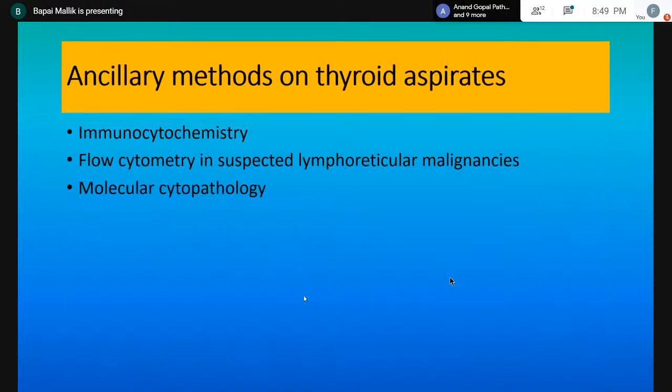So this brings us to the end of the part on the morphology, and I have got a little bit left because it's very, very long. I've got a very brief overview of some of the ancillary techniques because I promised you that I'm going to be dealing with them. So I've kept it nice and short. So we are going to talk about the ancillary methods in terms of immunocytochemistry, flow cytometry, I'm not going to talk about, and molecular cytopathology.